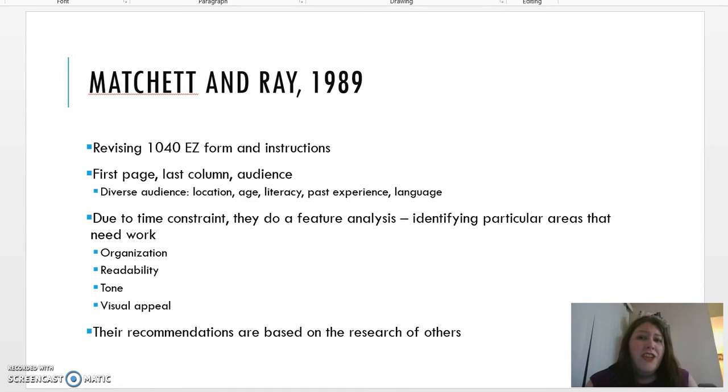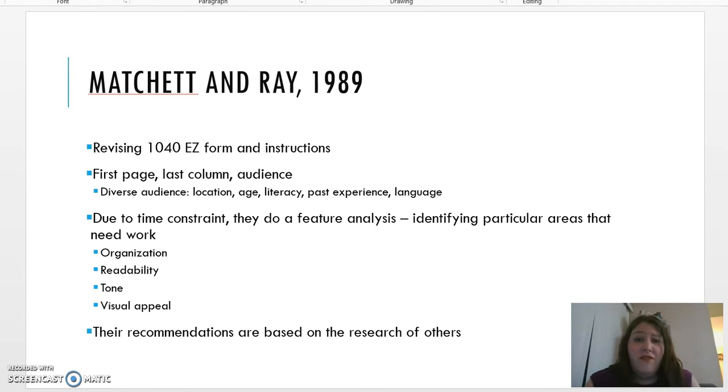So on the first page in the last column, they start talking about audience. And audience is a lot harder for government forms. You can see that they talk about, well, the audience might be everyone in America. Even children have to fill out this form, so most likely a parent doing this for a child. But this is a form that's required for everyone, whether you're a legal resident or an illegal resident, you're required to complete this form. So the audience is very varied.